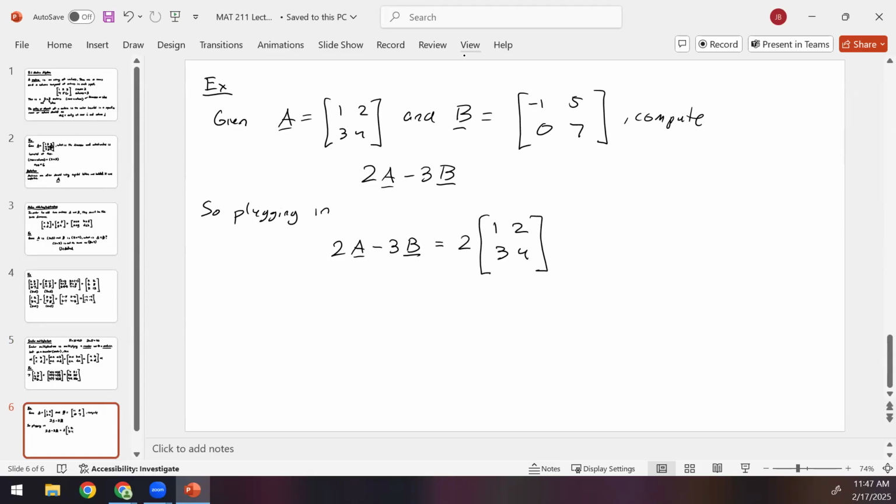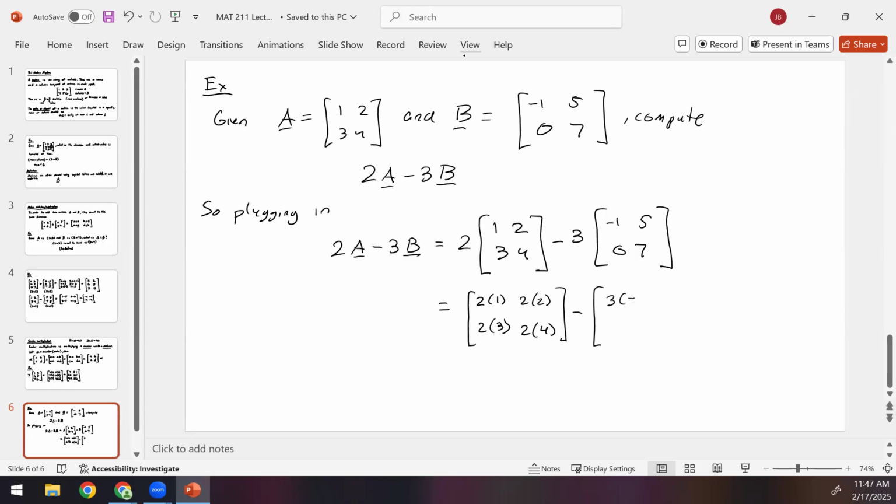So I'm just replacing A with the matrix A, and I'm replacing B with the matrix B. And there we go. And then according to what we just learned about scalar multiplication, I am going to distribute, right? So distribution of the 2 into each one. Now, do you have to show this level of work? Absolutely not. You could just do this all on your calculator. But again, it doesn't hurt to see it a couple of times by hand, because that makes you understand it better.